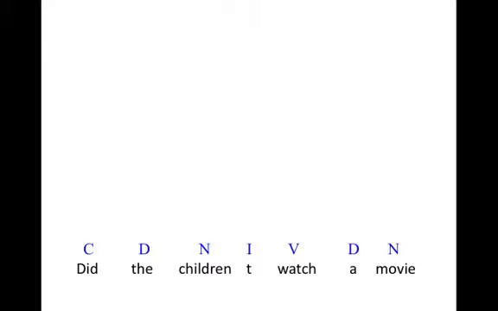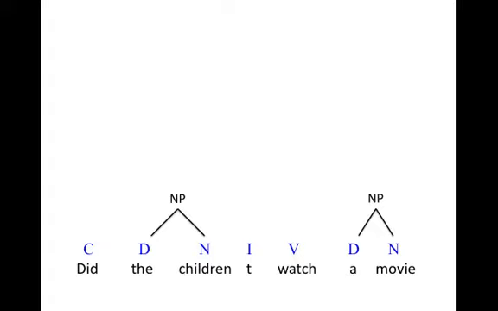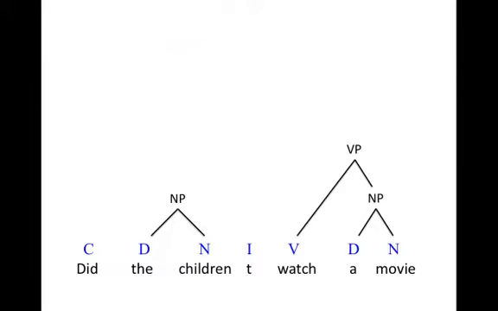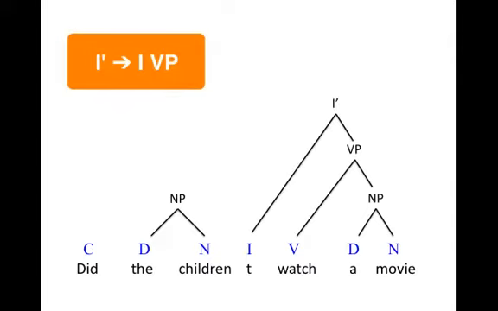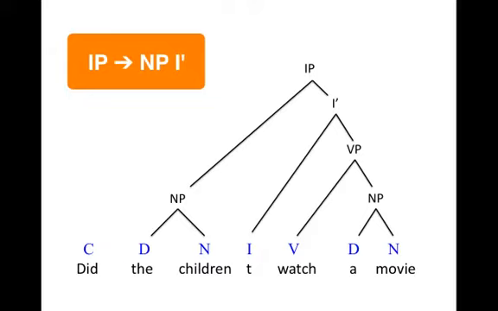So the first thing, as before, that we're going to do is create our noun phrases. Recall that a noun phrase is a D and an N. So we end up with our two noun phrases. And as before, we're going to start from the right and work our way toward the left. So we're going to combine now our verb plus a noun phrase, which is going to make a verb phrase. Same thing, we're going to combine the element that's in I with a verb phrase to create our I bar. And then we're going to merge in the subject, which is the children, that ends up going into the specifier of IP. In other words, NP and I bar form together to create an IP.